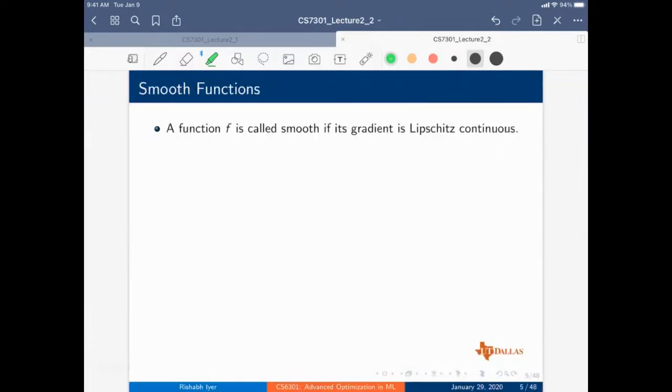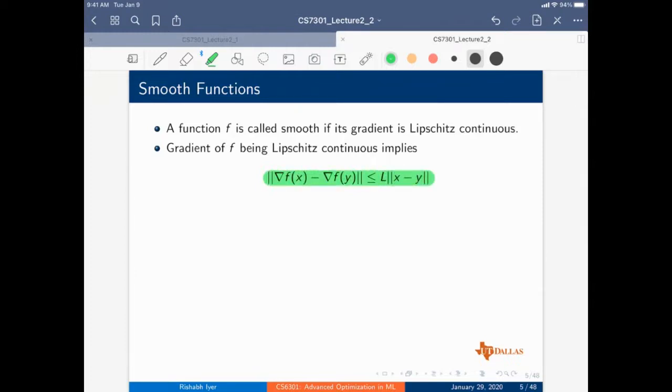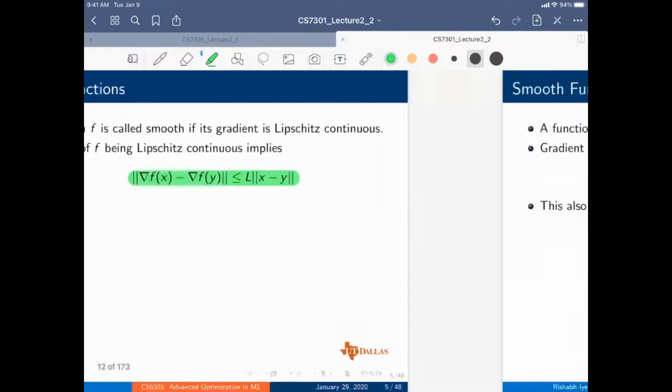Now we'll also define smooth functions. A function f is smooth if its gradient is Lipschitz continuous. A Lipschitz continuous function is one where the function itself is Lipschitz continuous. Here we are saying that a function f is smooth if the gradient of this function is Lipschitz continuous. What this means is that the norm of the gradient of f at x minus the gradient of f at y is less than or equal to L times the norm of x minus y. So the gradient of f does not grow too fast.